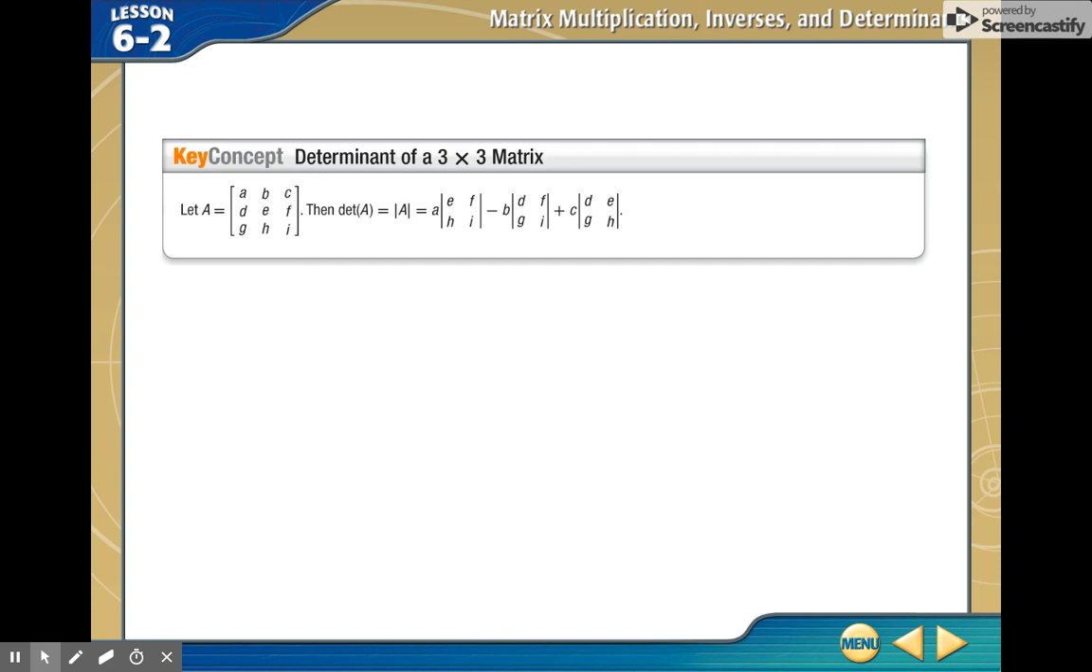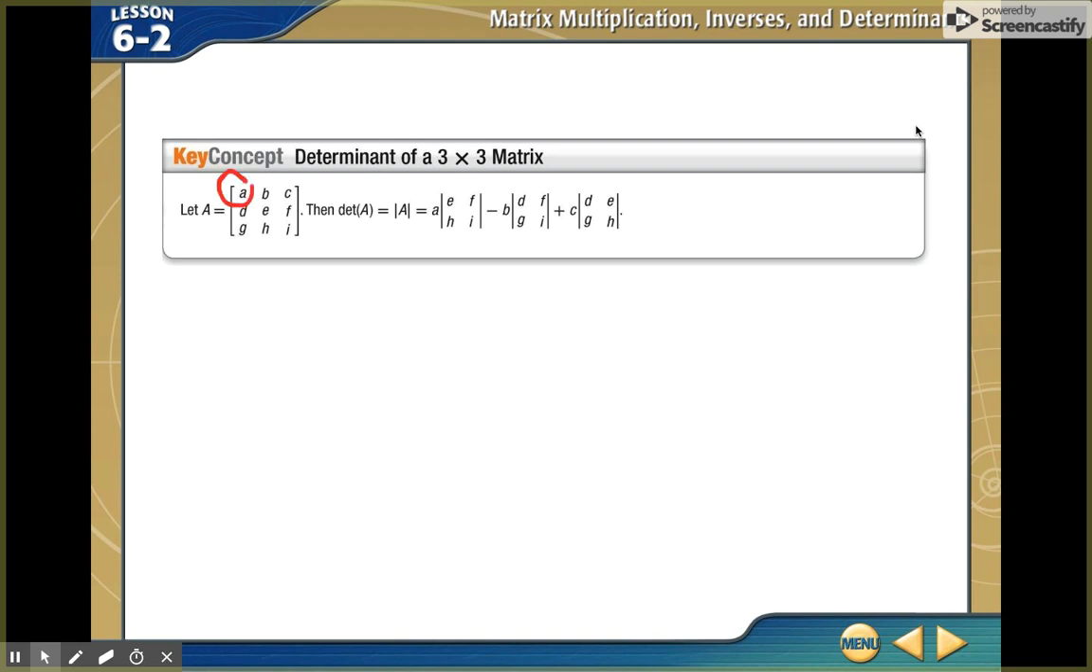I have my values here. I have A basically times this value here. So what we've been left with is A multiplied by the determinant of E, F, H, I. We'll figure that out. And then we subtract B. So we take out the row and column that B is in, and we're left with D, F, G, I. And then we go through. Now this is a little bit harder to do.